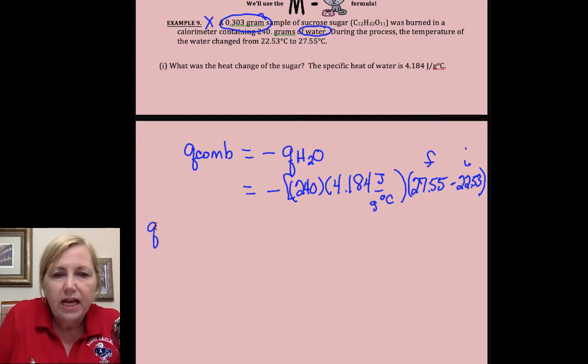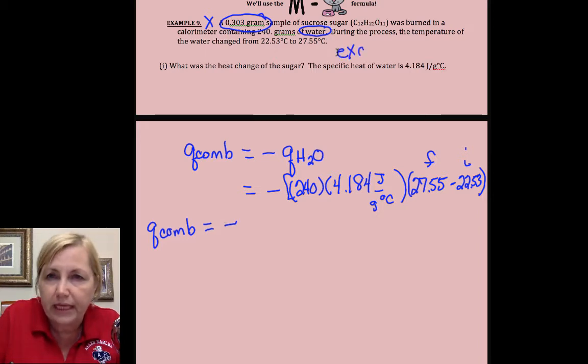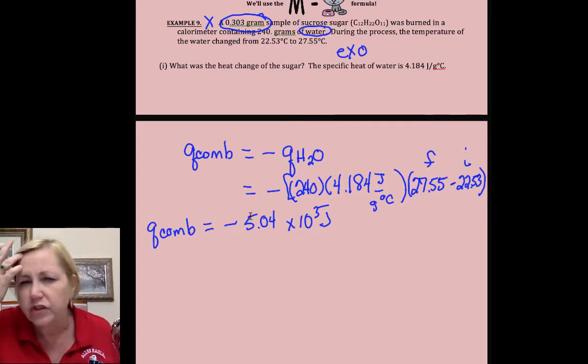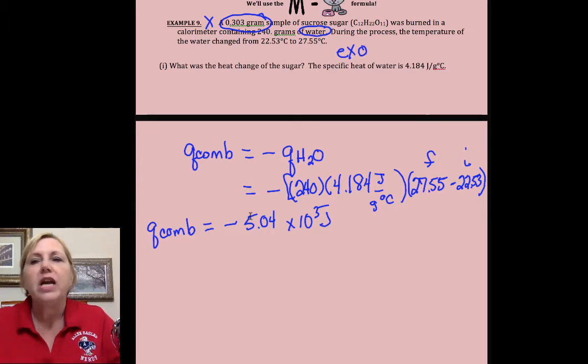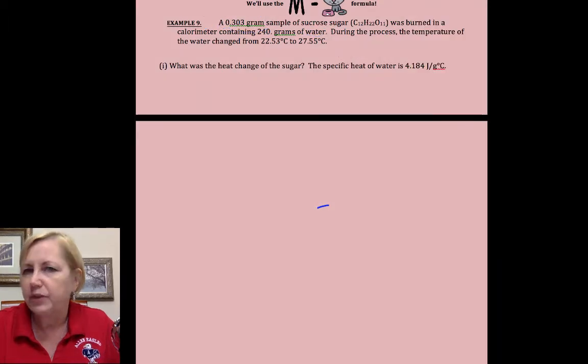So Q of combustion, if you do that algebra, we should get a negative number because you should know combustions are exothermic. And so an exothermic would give us a negative value, and it's negative 5.04 times 10 to the third joules. Now, that's kind of hard to picture. You see a number times 10 to the third, and it looks like a massive number, but it's not really a massive number.